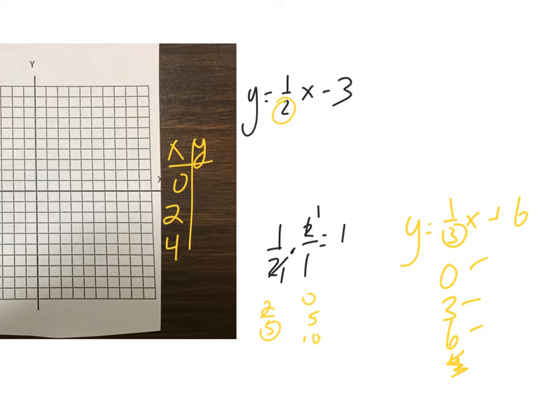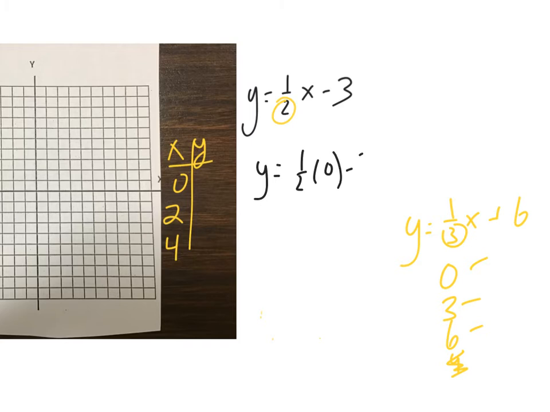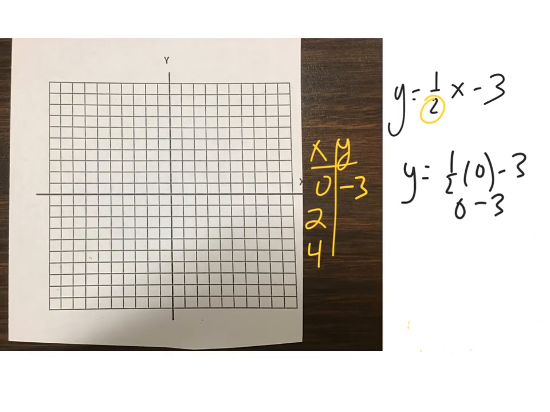If we continue this, I'm still going to plug in my 0. So y equals 1/2 times 0 minus 3. Well, that's 0 minus 3. That's going to be -3, right? There's our first point. Okay.